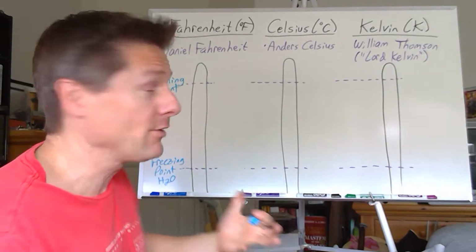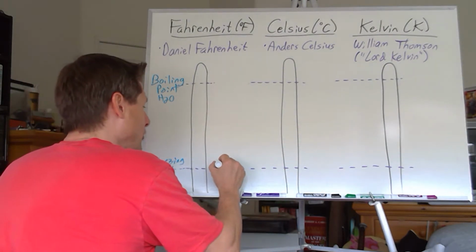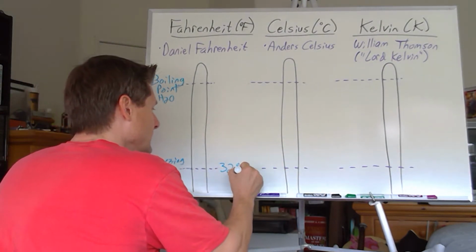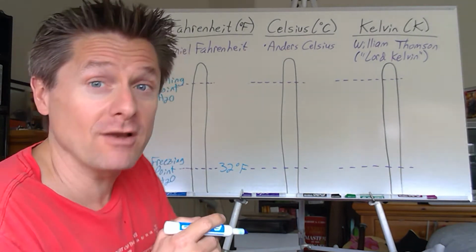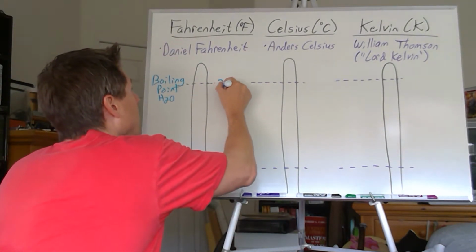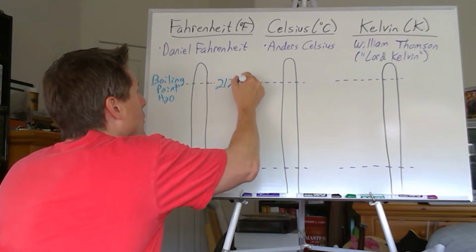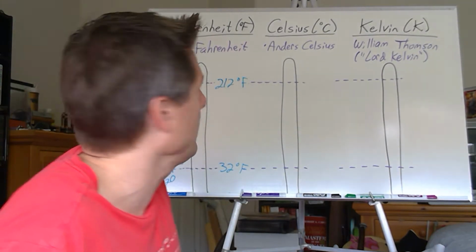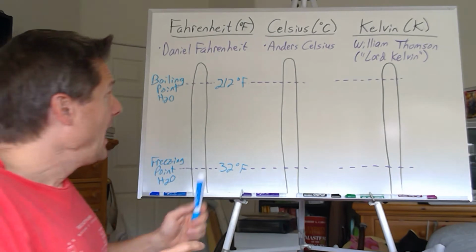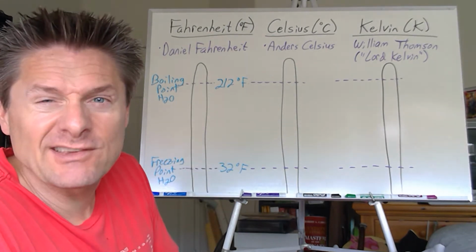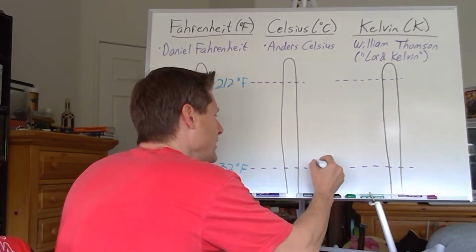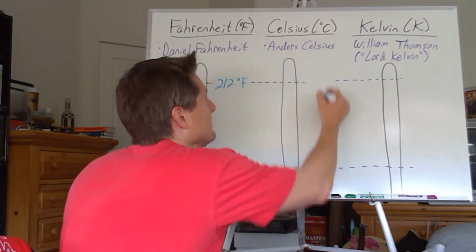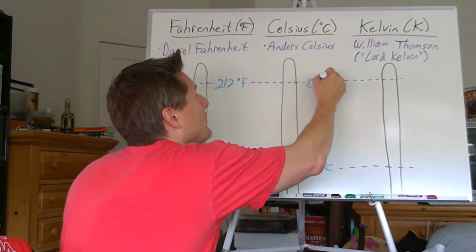So from when I grew up, I always knew that water froze at 32 degrees Fahrenheit. That doesn't happen here in Southern California very much. And boils at 212 degrees Fahrenheit. And then on the Celsius scale, this is why scientists like this better. They say, well, let's say it freezes at 0 degrees Celsius and boils at 100.